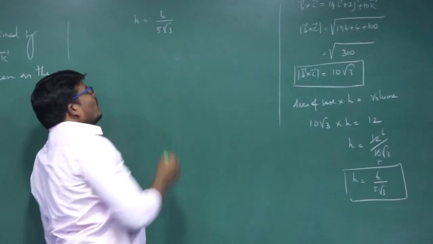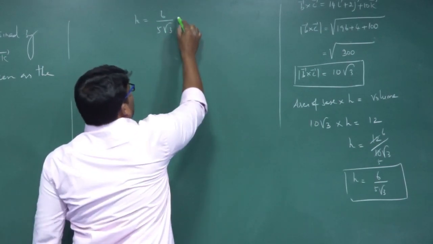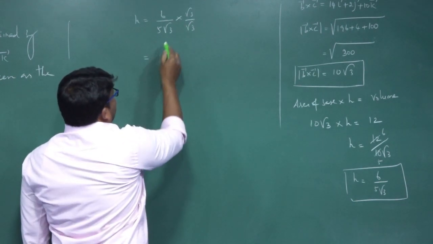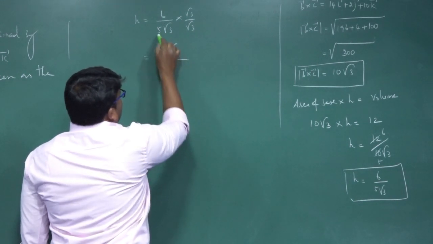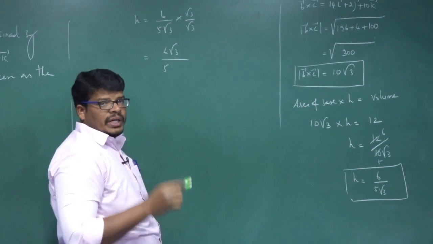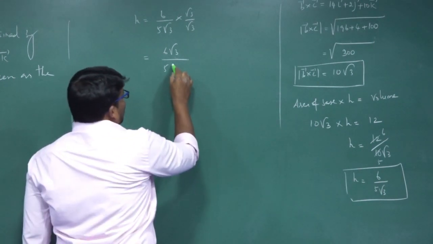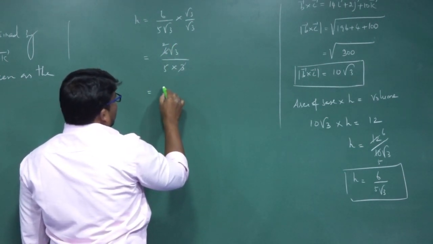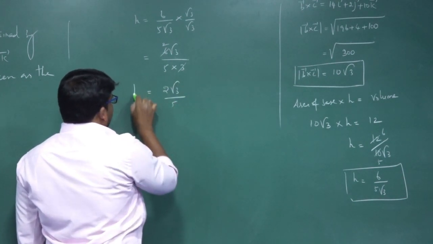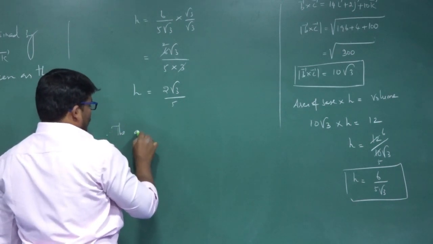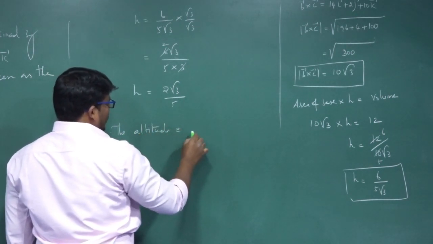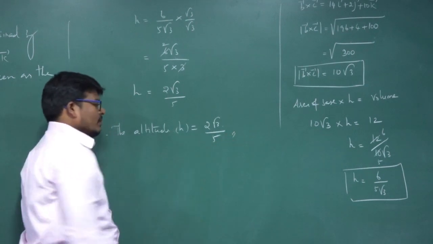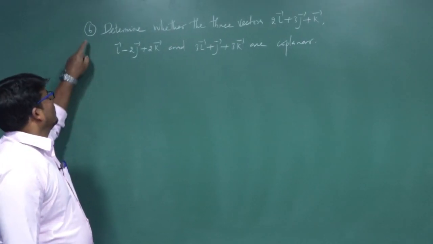Now root 3 is cancelled? Now multiply and divide by root 3. That is equal to 6 into root 3 by 5 into root 3 into root 3. Root 9 is root 3 squared, which is 3. Now cancel the value 3: 1 3 is 3, 2 3s are 6. That is equal to 2 root 3 by 5. Therefore, the altitude h equal to 2 root 3 by 5. That is the answer. Now next problem, the sixth one.